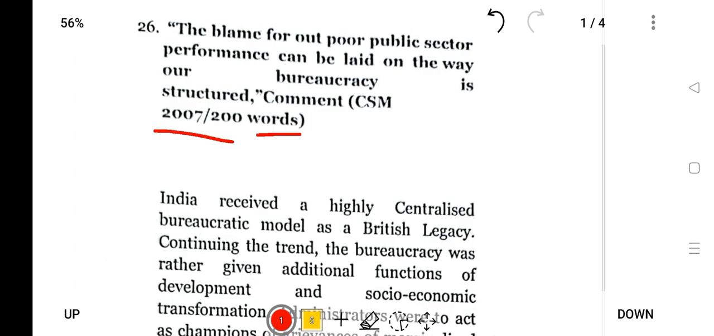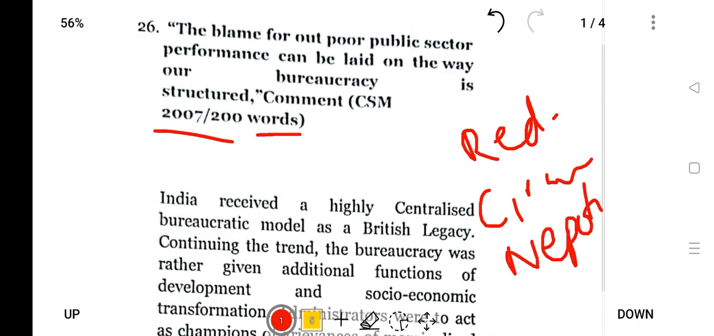So you can write it point-wise. First, red tapeism, that is strictly following conditional rules and regulations. Second, circumlocution, that is, a file put up in one place goes around the office a lot, which is also known as circumlocution. Next is nepotism, that is, appointment of close relatives by the bureaucrats in the offices. And next, corruption. Next, since the public sector is government owned, it does not induce any willingness to do work. So these are some of the problems.